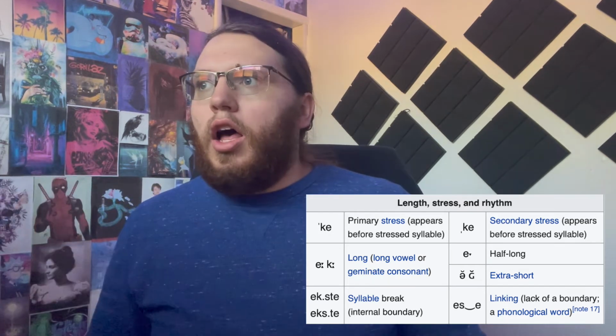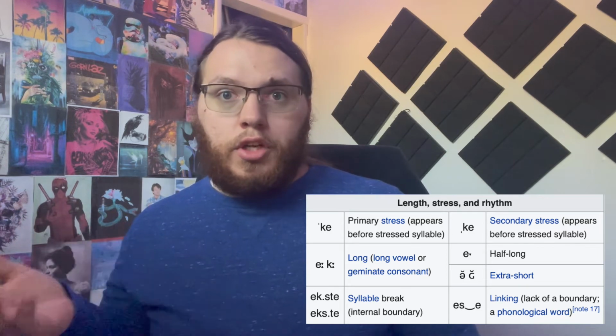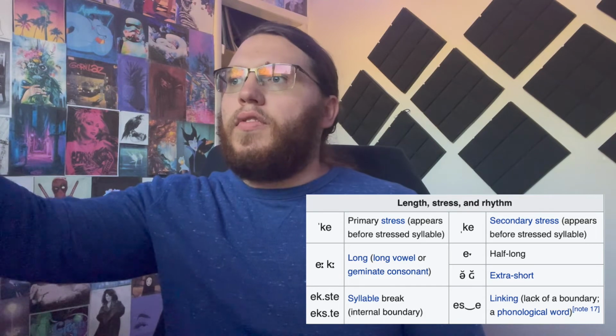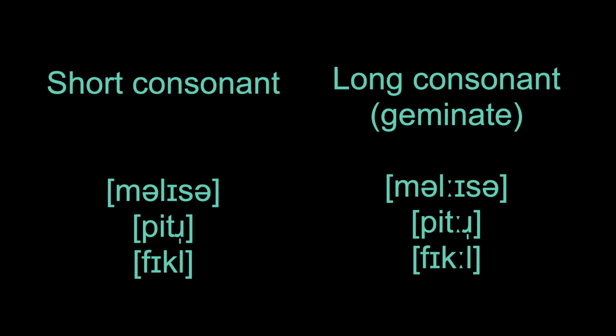Long vowels, many languages make a long-short distinction. In Hawaiian, kala versus kala. Those are 2 separate words. So we have long, we have half long, and then extra short. I realized while I was editing that I forgot to talk about long consonants. You can have long vowels, you can also have long consonants. Long consonants are also known as geminates.